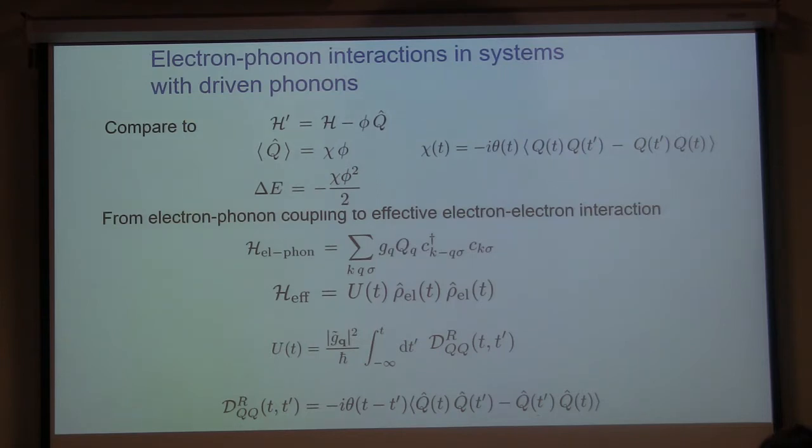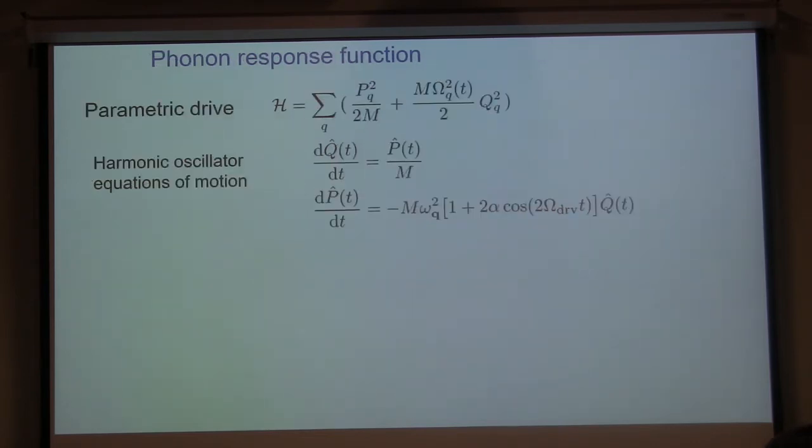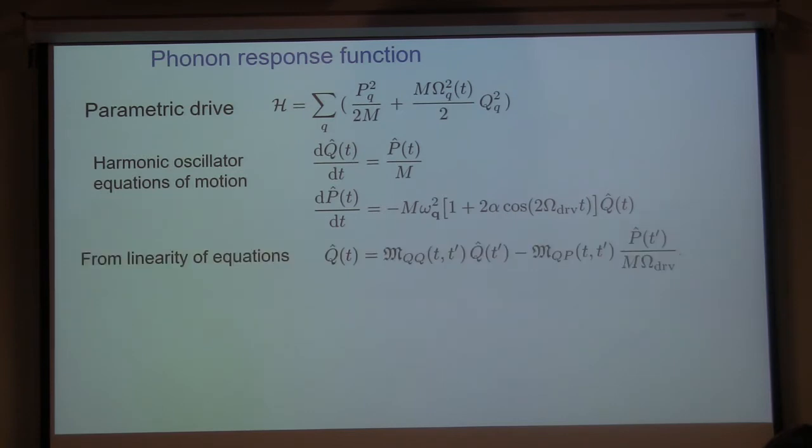Therefore, if we want to compute an effective interaction between electrons in a non-equilibrium state, we just have to calculate the correlation function of the phonons in a non-equilibrium state. Fortunately, this is a problem that's relatively easy to solve, because even though this is a time-dependent Hamiltonian, notice that it is still quadratic. So the equations of motion are still linear. They look like the familiar harmonic oscillator equation, except that now we have this external drive, which comes from modulation of the spring constant.